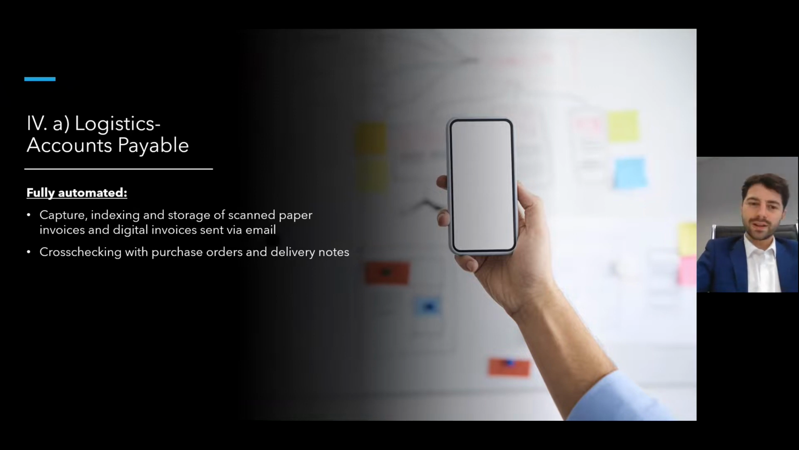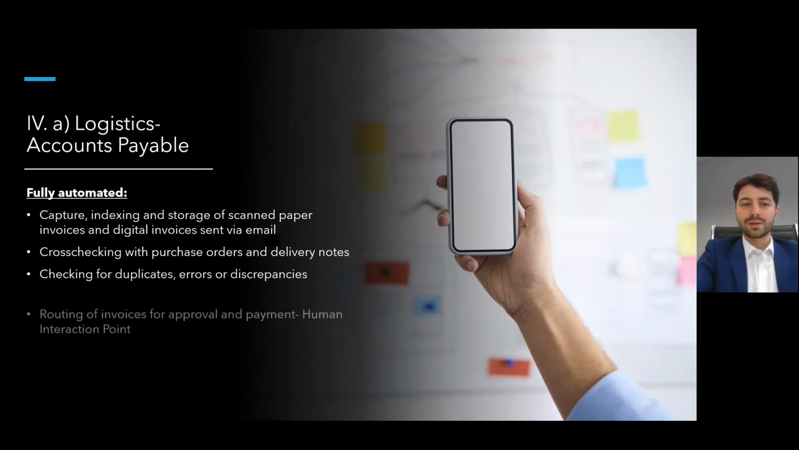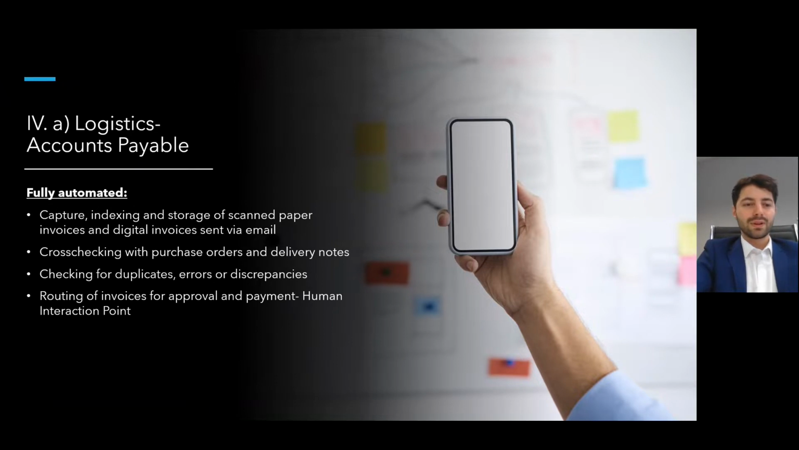So the software would pick up any of the documents on email or anything that was scanned in on the machine. It would lift it into the archive automatically. So recognize it, lift it, index it, and then cross-check it with any relevant documentation to make sure that all of the documentation is correct. Then it can check for duplicates, errors, or discrepancies within that process automatically.